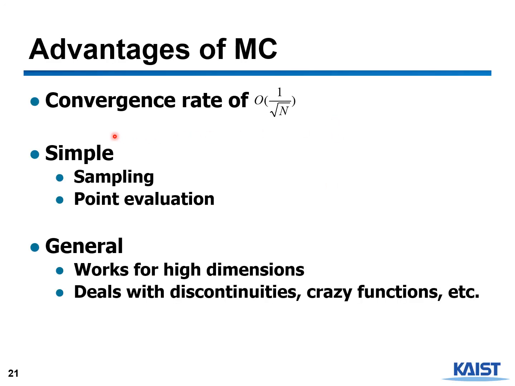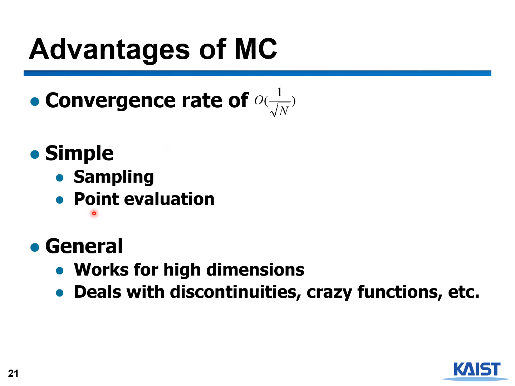Again, these are the advantages of Monte Carlo. Regarding the convergence rate of our Monte Carlo estimator, I'm talking about the standard deviation, not variance. The standard deviation has the shape of big O of 1 divided by root n. But the variance of the Monte Carlo estimate has a reduction rate of 1 over n.